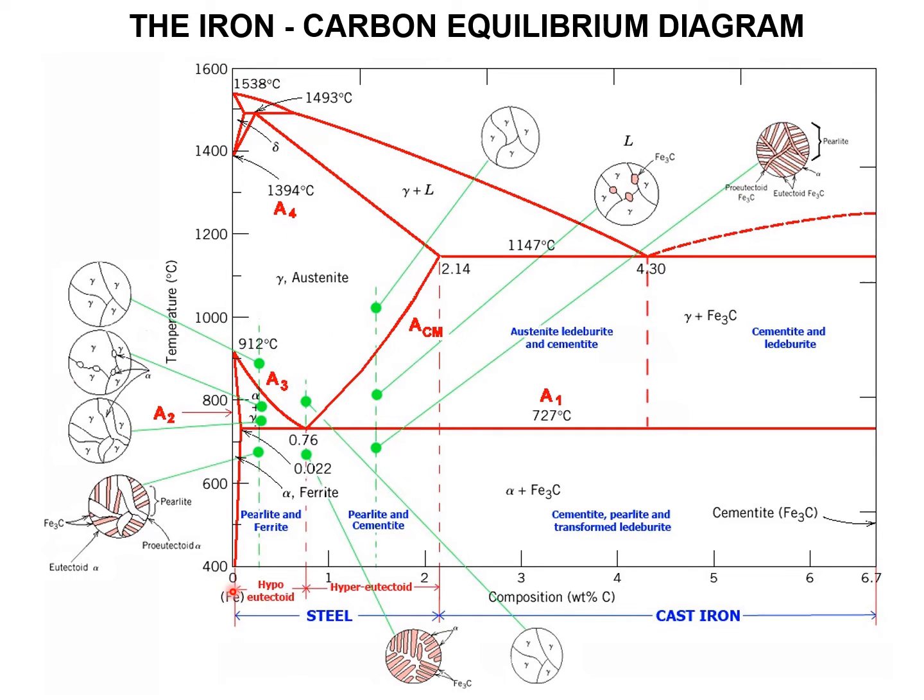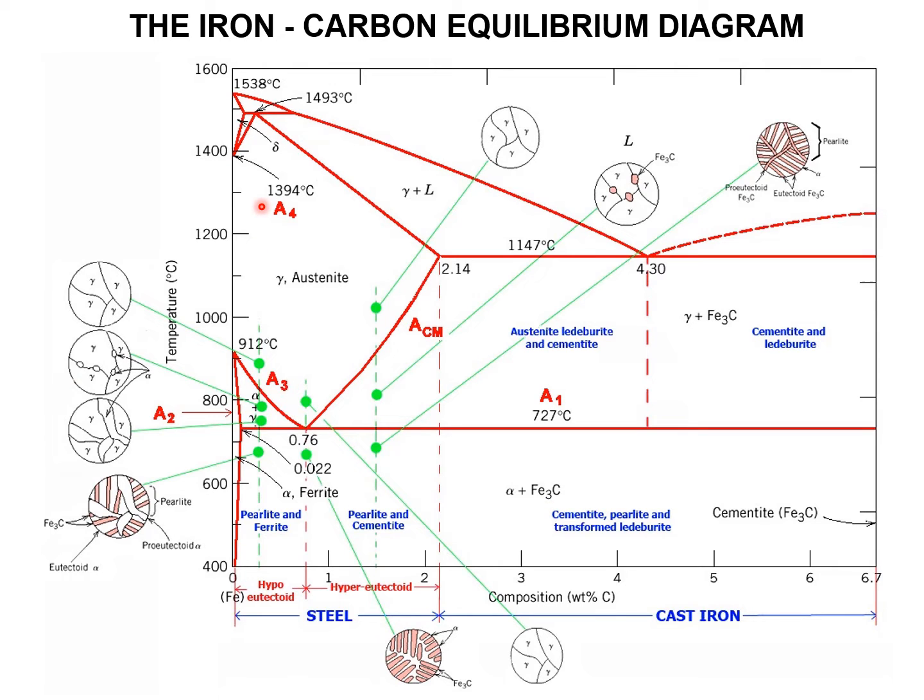Now 0 to 2 percentage of carbon, we can call steels. Here 0 to 0.76 percentage of carbon we call hypoeutectoid steels, and 0.76 to 2 percentage carbon we call hypereutectoid steels. More than 2 percentage of carbon, up to 6.7 percentage, we call cast irons. Here 2 to 4.3 percentage we call hypoeutectic cast irons. On the right side we have the hypereutectic cast irons.